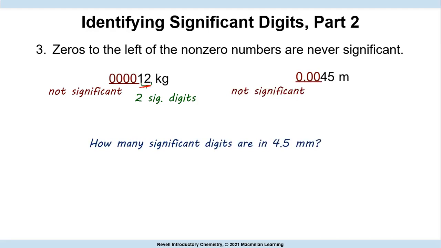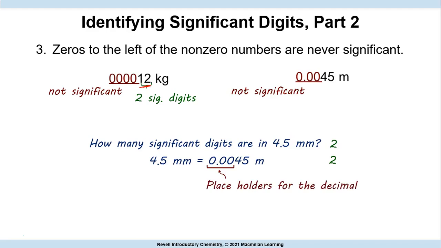So how many significant digits are in 4.5 millimeters? You can pause the video and answer the question. So there are 2 significant digits. Now, how many significant digits are in 0.0045? So we have 2 significant digits. The zeros are not significant. They are just placed there as placeholders for the decimal. So that is the function of the zeros there.